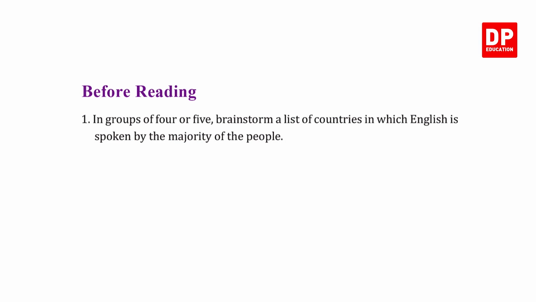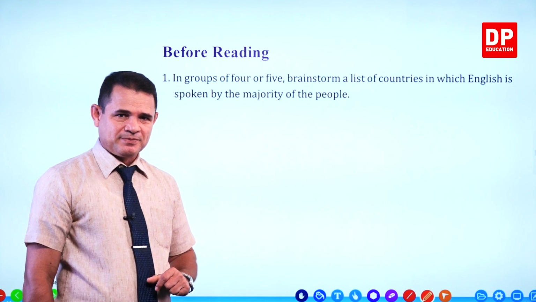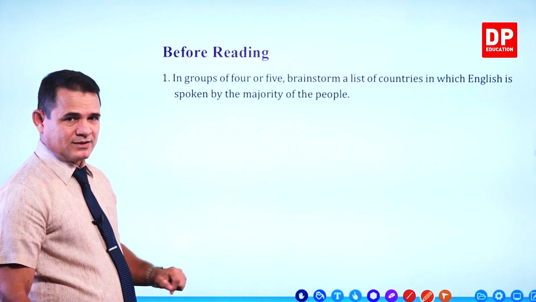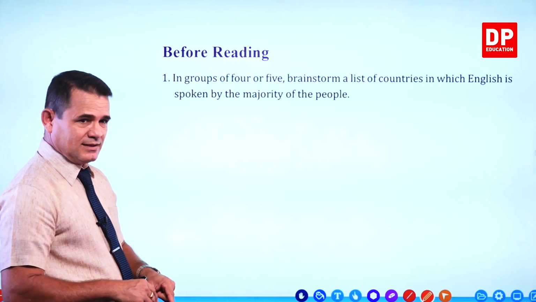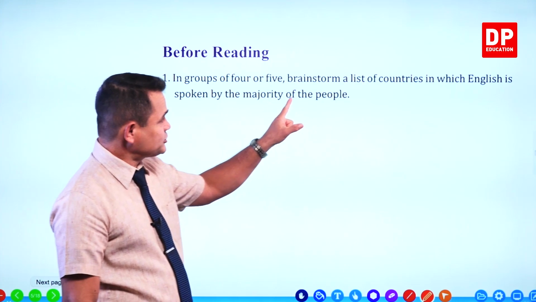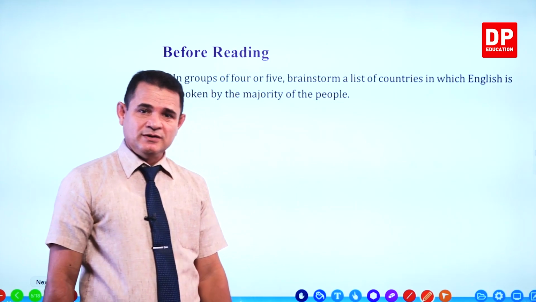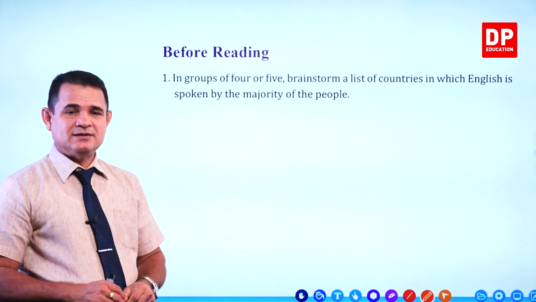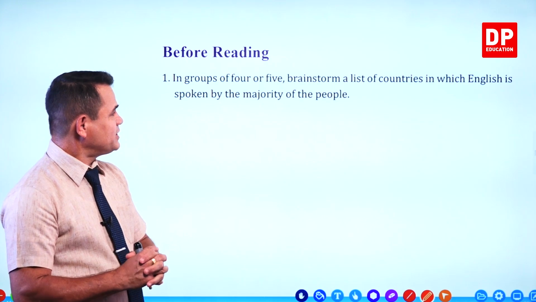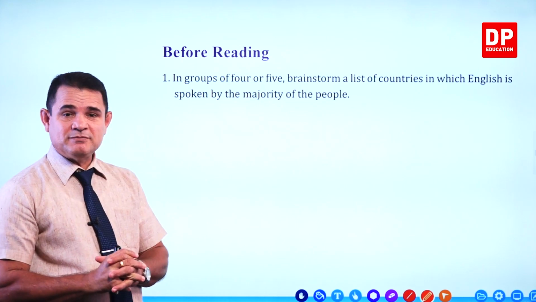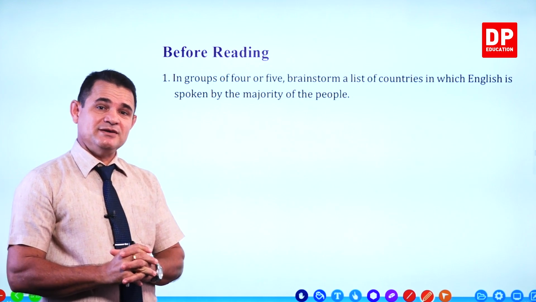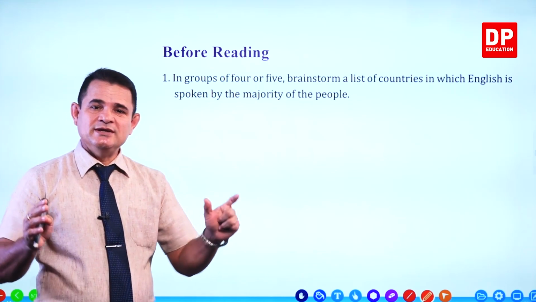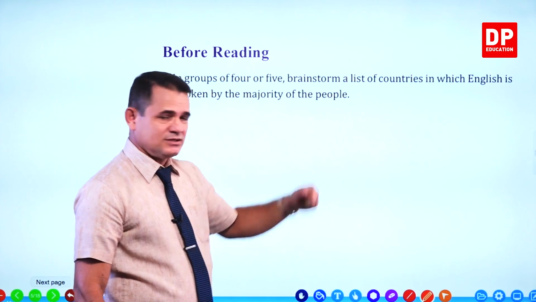And then now you are going to do a small kind of reading. Before reading, there's a small activity in groups of 4 or 5. 4 or 5 කණ්ඩායම් හැදෙන්න. Brainstorm a list of countries in which English is spoken. ඉංග්‍රීසි කතා කරන රටවල් list එකක් හදන්න. Spoken by the majority of the people. Majority, bahutarya. What are the countries? You can brainstorm. Brainstorming means you discuss and you brainstorm a list.